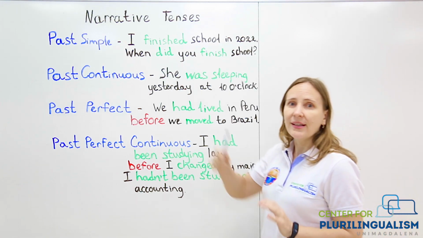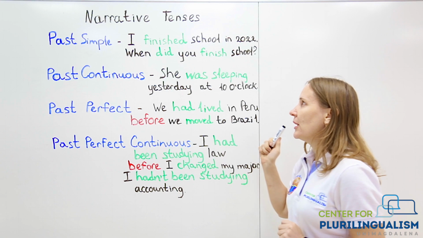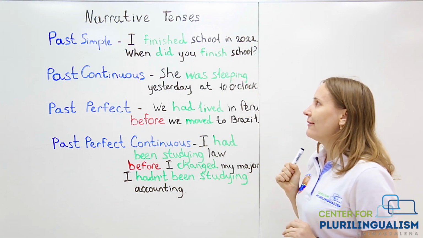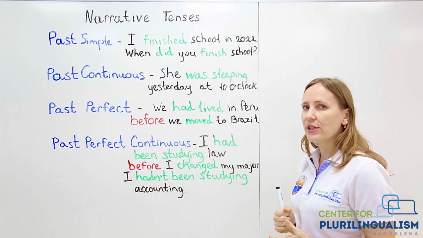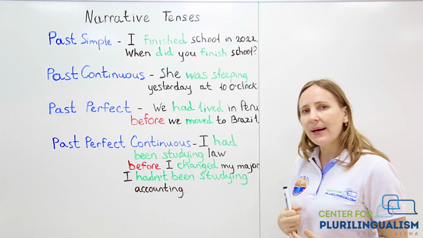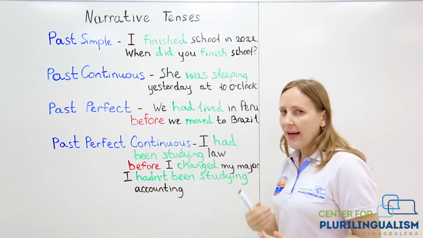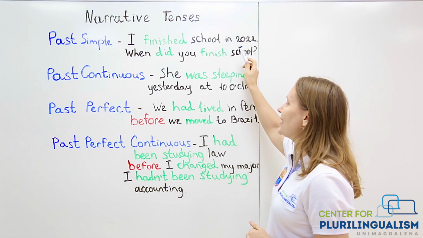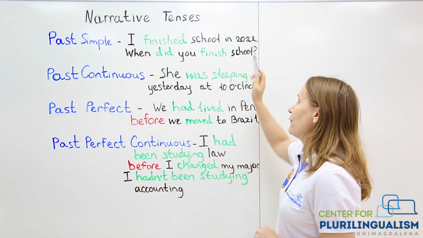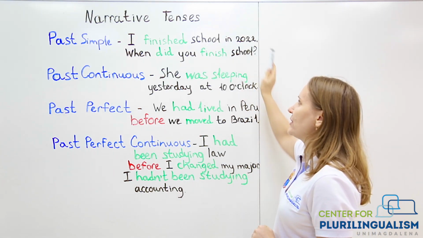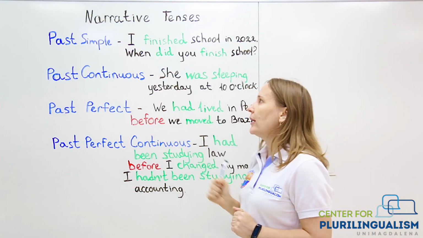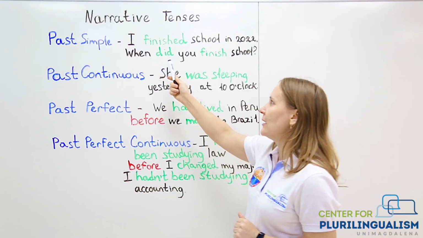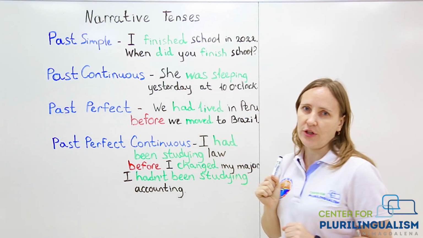So first of all, easy one, past simple. Let's have an example. I finished school in 2022. So we use past simple to speak about actions that happened at a specific moment in the past, for example, in 2022. We can make questions with when we use past simple. For example, when did you finish school?